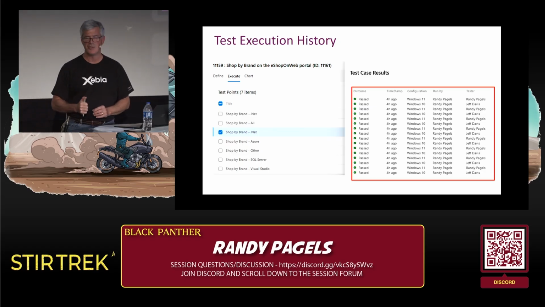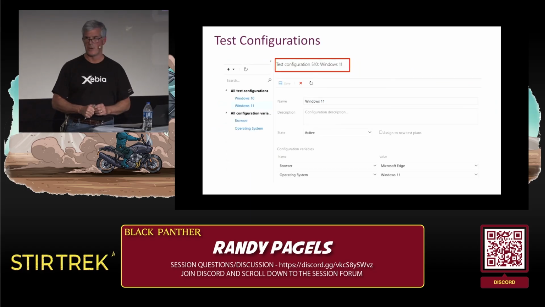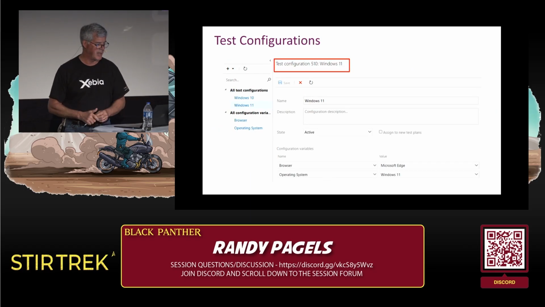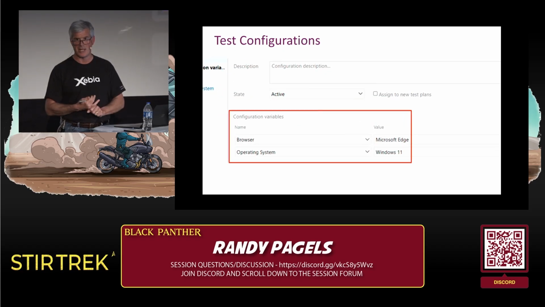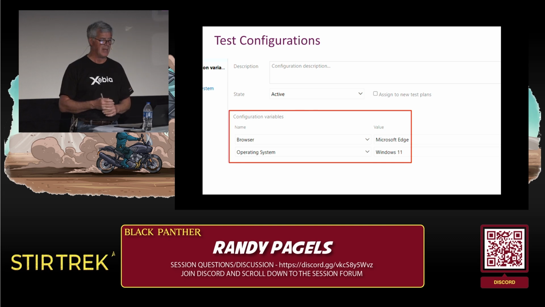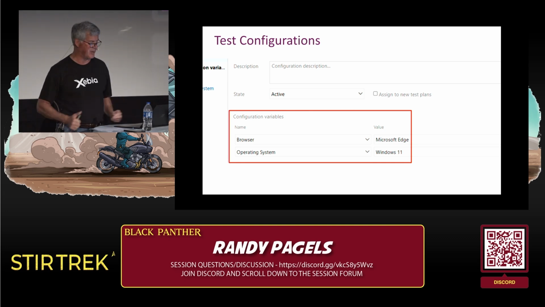With test plans, you can configure them to run across different configurations, the test matrix. In this case, I created a test matrix for browser, Windows Edge, and of course, Windows 11 and Windows Edge. The idea there is I just have to create the test case one time, and I can run it across the test matrix and keep track of that.